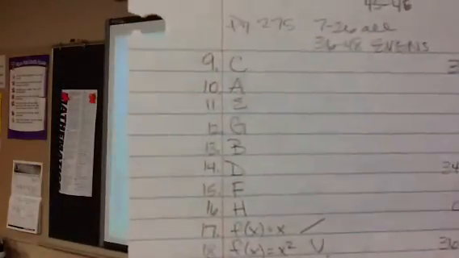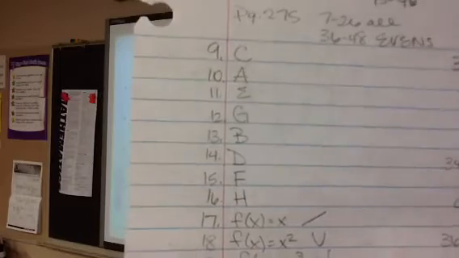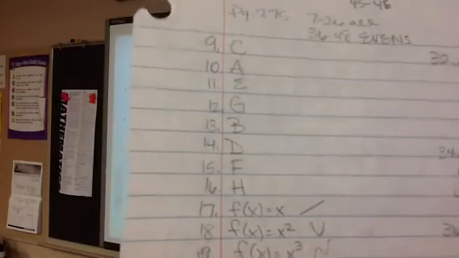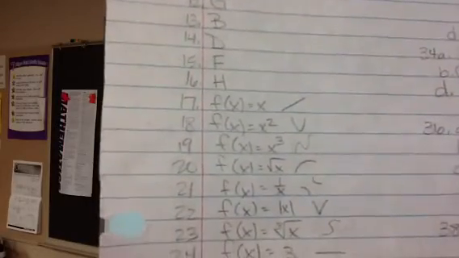All right, your answer to number 9 is C, 10 is A, 11 is E, 12 is G, 13 is B, 14 is D, 15 is F, 16 is H. For 17, you should have a straight line. For 18, you should have a U. For 19, you should have that little squiggly.